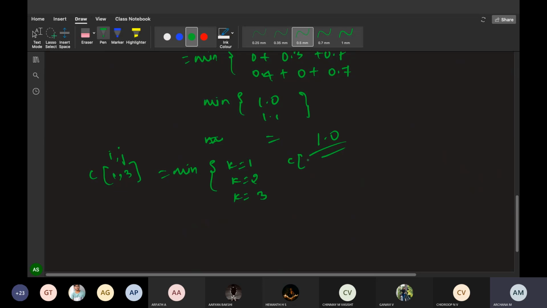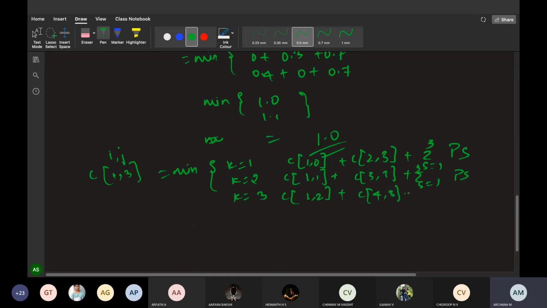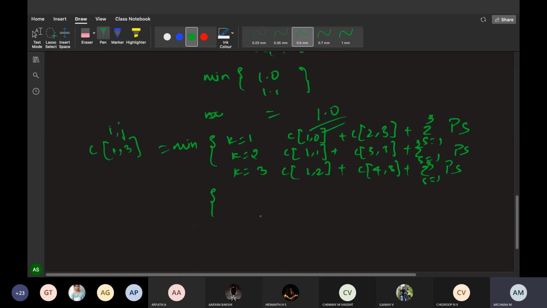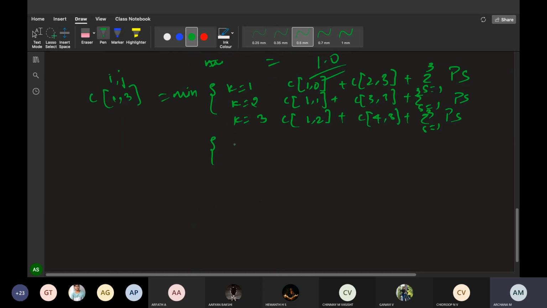Now see here, C of 1, 0 plus C of 2, 3 plus sigma of s equals 1 to 3 of PS. C of 1, 1 plus C of 3, 3 plus sigma of s equals 1 to 3 of PS. C of 1, 2 plus C of 4, 3 plus sigma of s equals 1 to 3 of PS. That's all. Same formulas you have to apply for every C value.